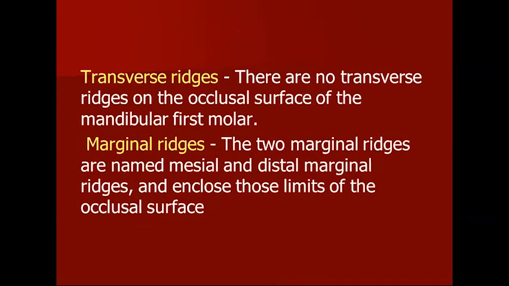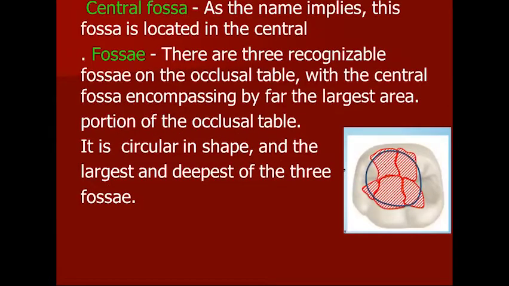Transverse ridges, there are no transverse ridges on the occlusal surface of the mandibular first molar. Marginal ridges, two marginal ridges are named mesial and distal marginal ridges and enclose those limits of the occlusal surface. Fossas. Three fossas are present. Central fossa, as the name implies, this fossa is located in the central.